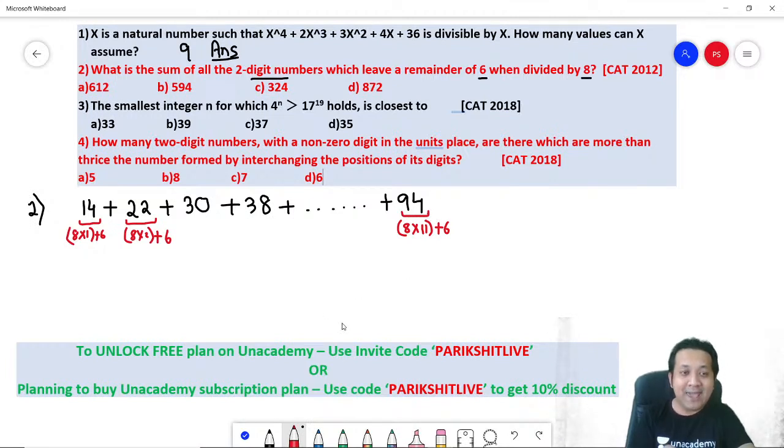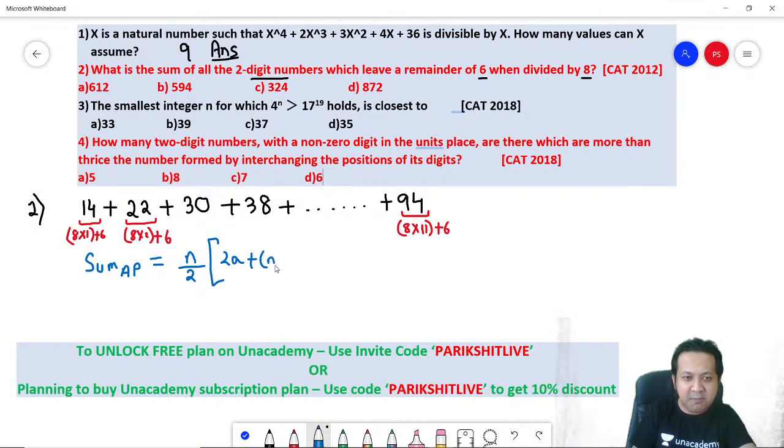Now think about it. Every time the difference between any two terms is 8. 14 and 22, the difference is 8. 22 and 30, the difference is 8. Now because the difference is 8 in every case, can I say this is nothing but an arithmetic progression? Right? How do you find out the sum of an AP? Sum of an AP is n by 2, 2a plus (n minus 1) into d. This is one formula that you can use.